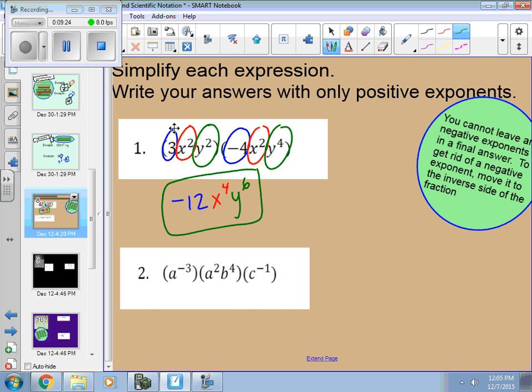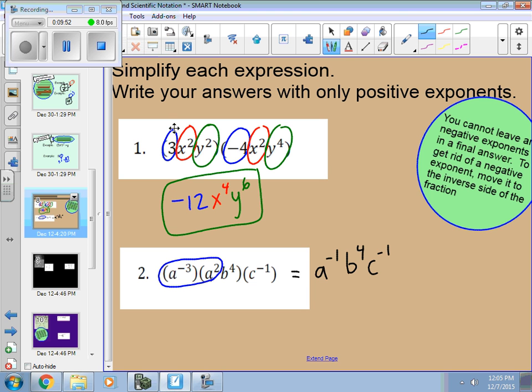All right, let's try out number 2. This one, we got 3 things being multiplied. That's fine. We just want to go through and do the same thing. So look for any of them that are the same. It looks like the only 2 the same are right here. There's 2 of these a's. So if we combine those together, we got to add them. Negative 3 plus 2 is negative 1. And we still have a b to the 4th and a c to the negative 1.